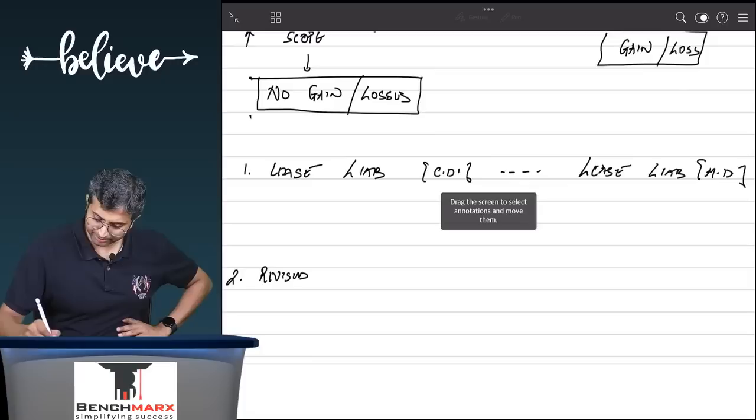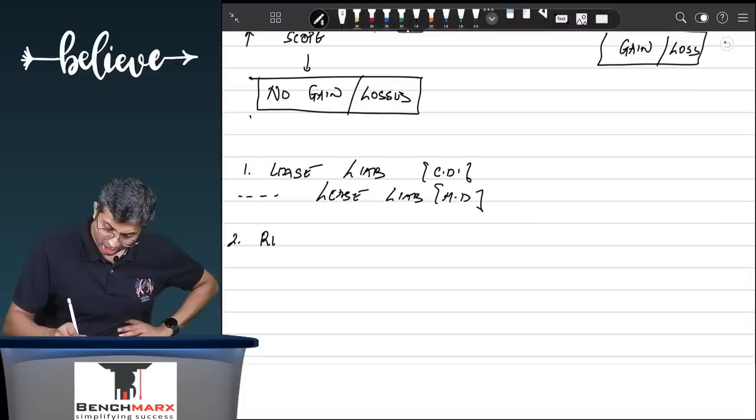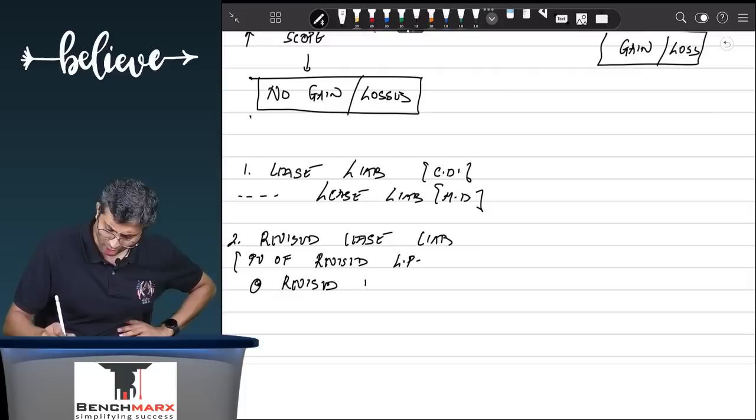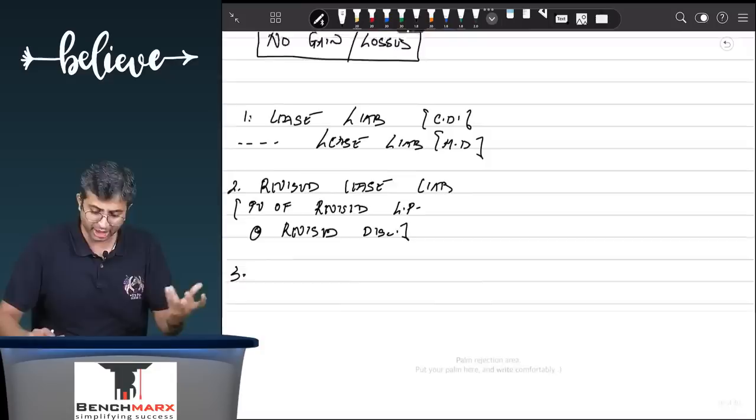So if I look at the cases on the left hand side, I will find the lease liability, then I will try to find the revised lease liability. How will I find it? Well, I will take the revised lease terms, and take the present value of the revised lease payments at the revised discount rate. Here you will never take the original discount rate, you will always take the revised discount rate, and the difference, if any, between 1 and 2 will be adjusted in the lease liability with the corresponding adjustment to the ROU asset.